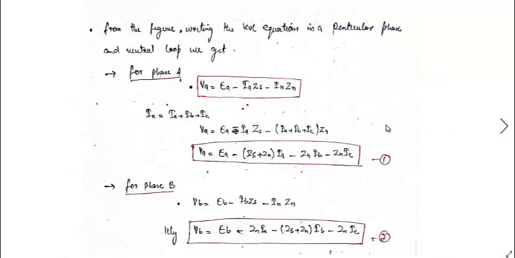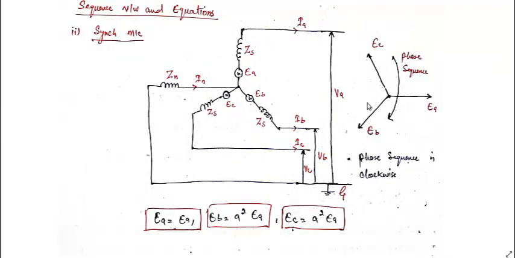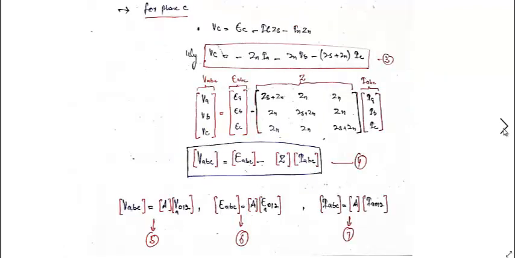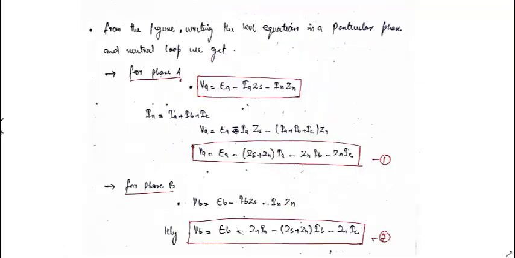So the same equation I have written over here, or we can see this VA will be this voltage minus this voltage drop and this voltage drop. The loop is, we write a KVL from this to this and then to this. This is the loop. So we can say that VA is equal to EA minus IA ZS minus IN Zn. That is what I have written over here.